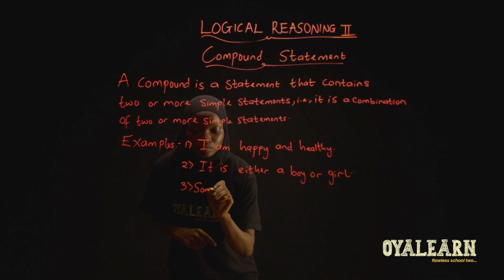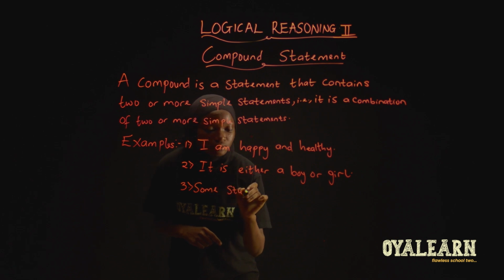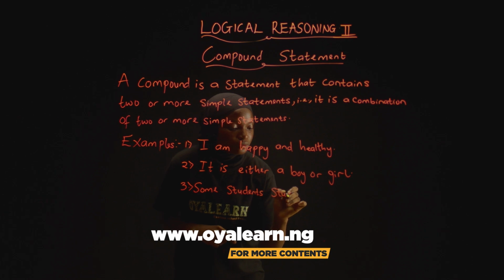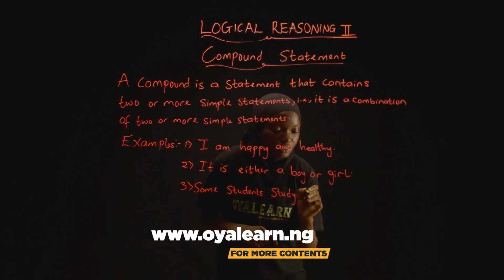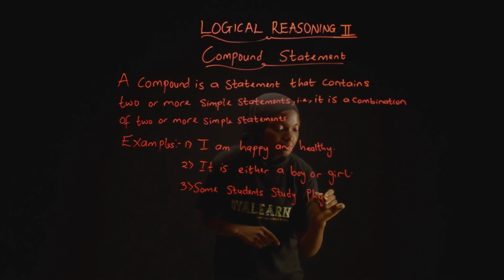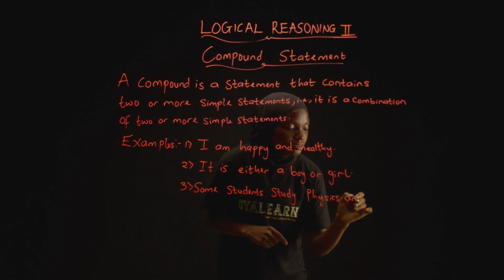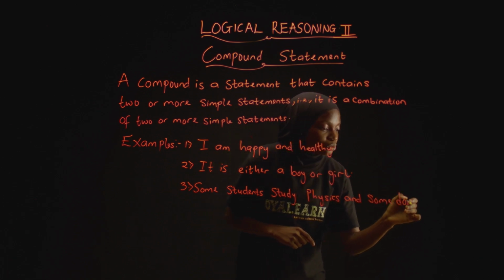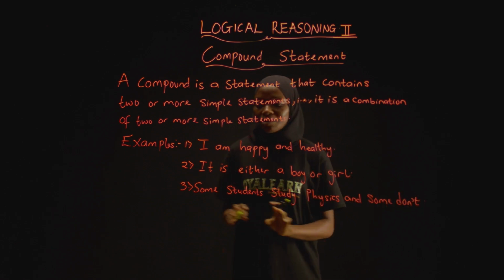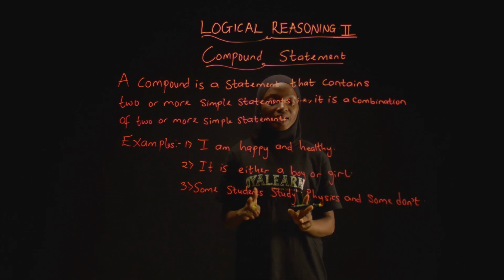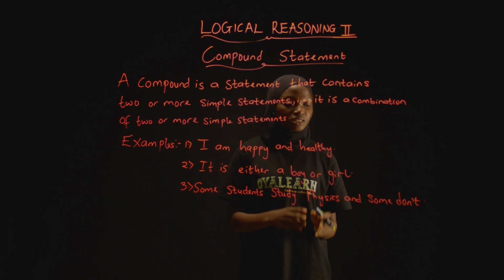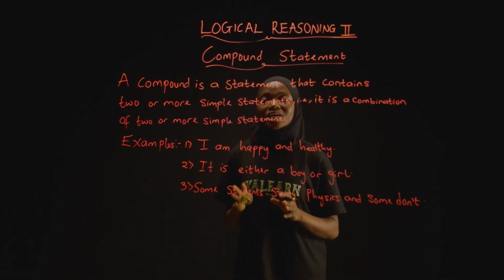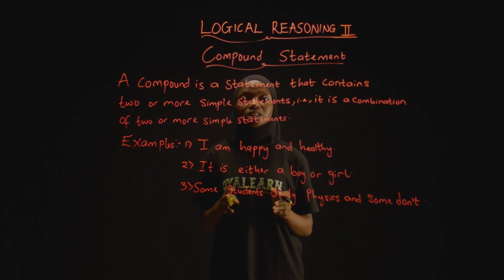some students study physics and some don't. Now, if you look at this statement, it's telling us two ideas about students that study physics and students that do not study physics. So that gives us a compound statement.